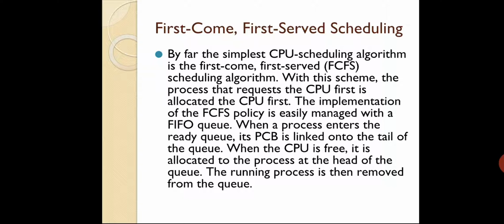The first one is first come first served scheduling. By far the simplest CPU scheduling algorithm is FCFS, that is, first come first serve. With this scheme, the process that requests the CPU first is allocated the CPU first. That means it is something like a queue operation, not a stack operation. First come first serve, or first in first out, isn't it? In case of a stack, it is first in, last out.